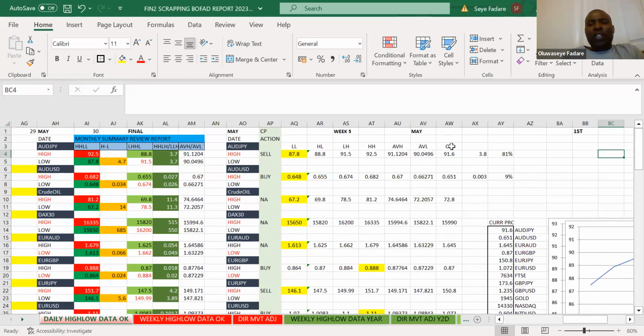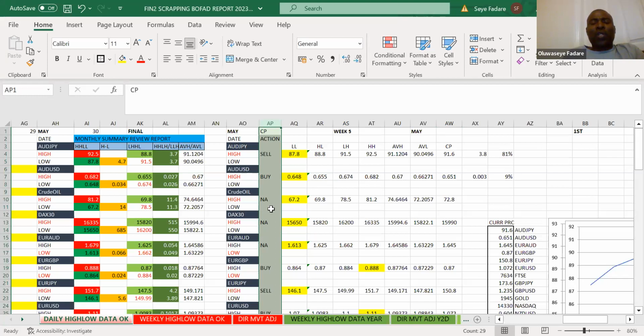Then the current price, so this is the current price right now. From the current price, you can see here, this gives us an action of what we expect to take according to the current price. So this also tells us when to buy, when to sell, or when to take no action.